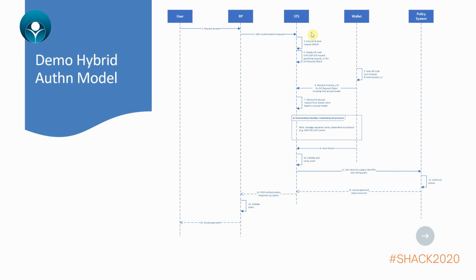The security token service encrypts and stores the request details, including the scope of access, and then displays a QR code on the screen to the user. Embedded within this QR code is a standard SIOP DID request specifying a request URI for the full request object details, which are embedded within the earlier step that's encrypted and stored on the STS. The user uses the wallet installed on their mobile phone to scan the QR code, which reads the request URI and hits the request URI, thereby requesting the full request object which is stored by the STS.